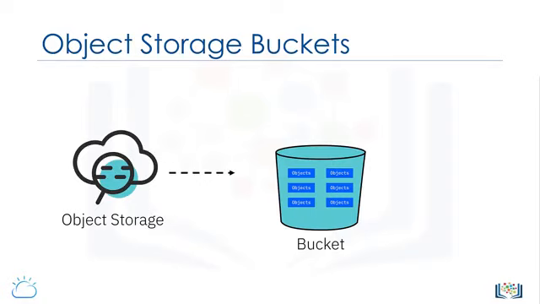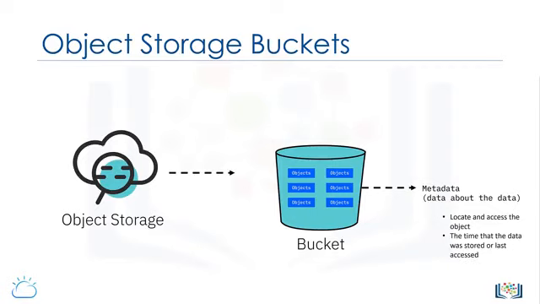When an object is placed in a bucket, it also has some metadata, data about the data, added to it, such as an object ID. This metadata helps applications to both locate and access the object, as well as provide information on the time that the data was stored or last accessed.